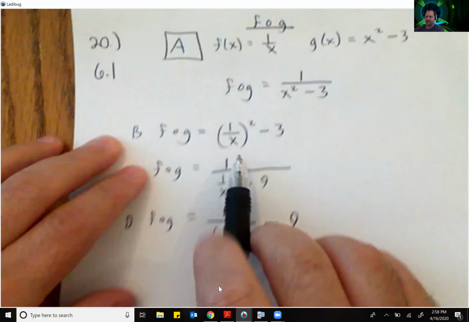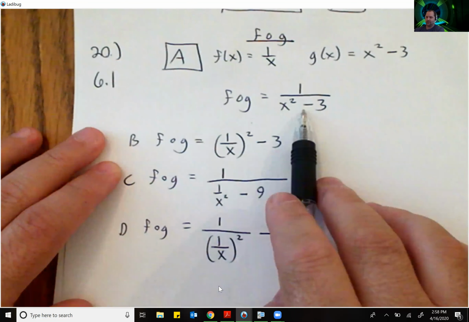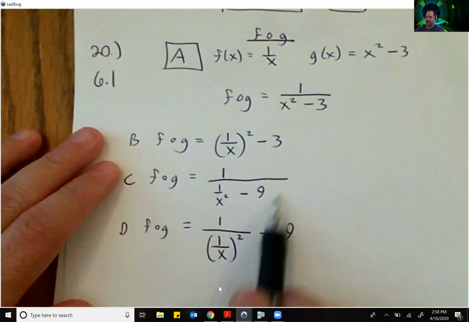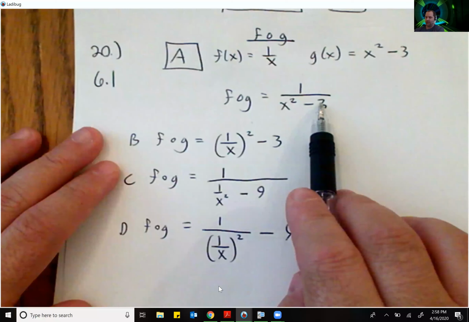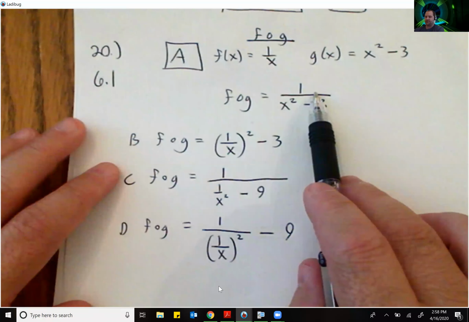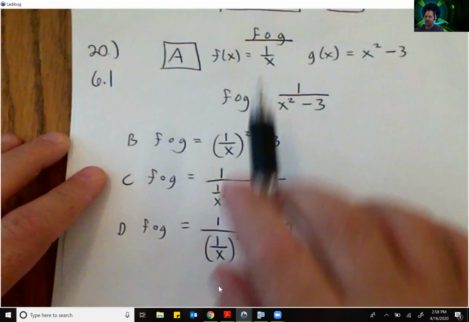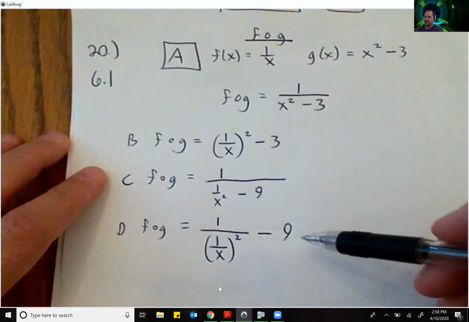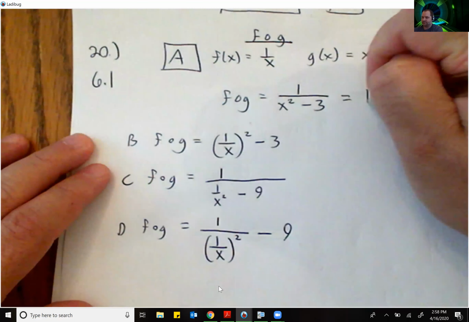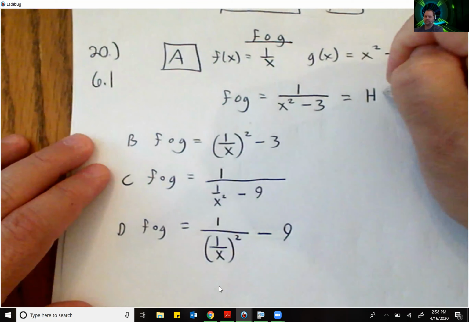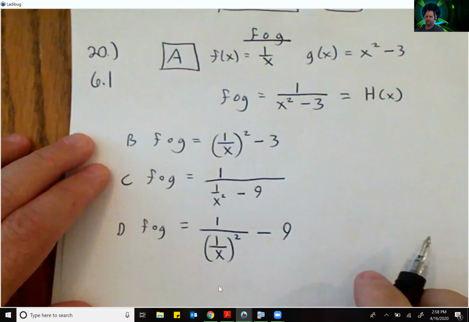So these are what the other answers look like if we applied f o g to them. This does not look like that. This does not look like that. This one does not look like that one. So you see how you just use their answers, apply the f o g, and see which one matches the h of x. Does that make sense?